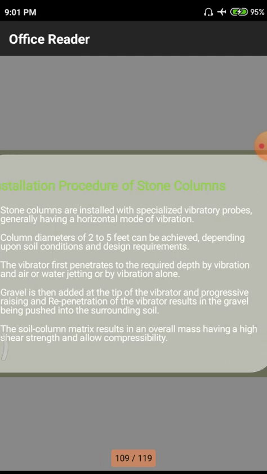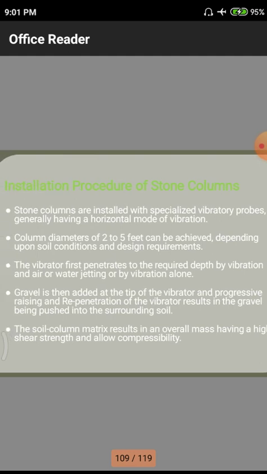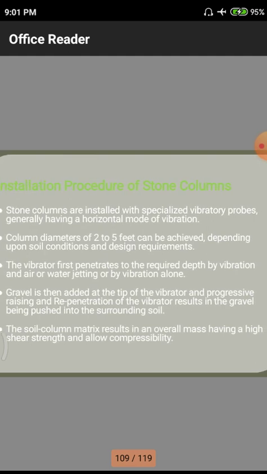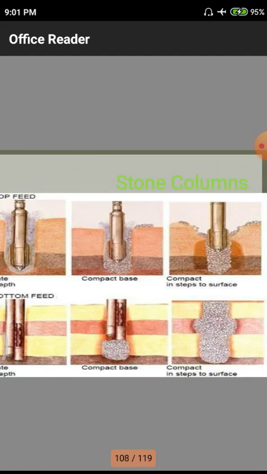Gravel is added to the tip of the vibrator, and progressive raising and re-penetration of the vibrator results in the gravel being pushed into the surrounding soil. Normally this gravel is poured onto a particular soil so that there may be some amount of compaction of the soil also, and the compaction will be shown in this red portion.